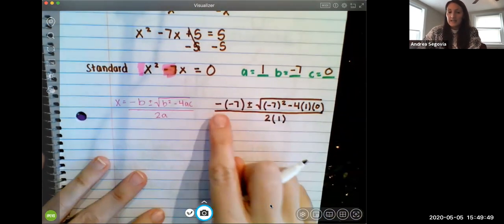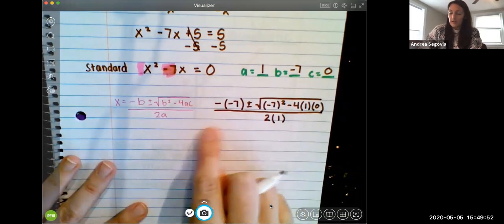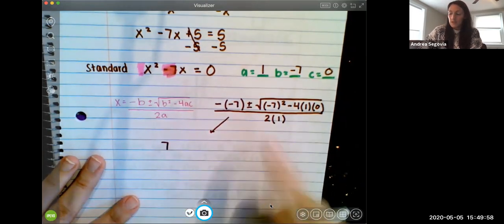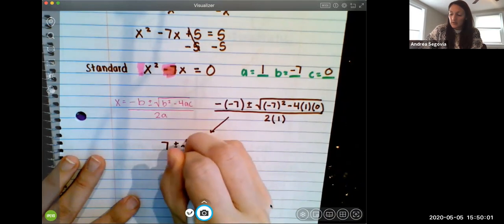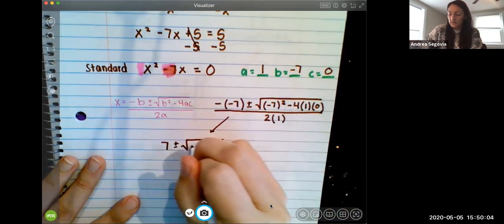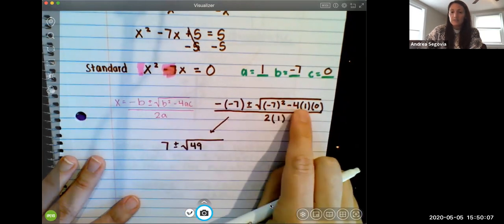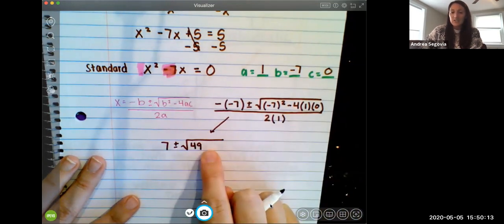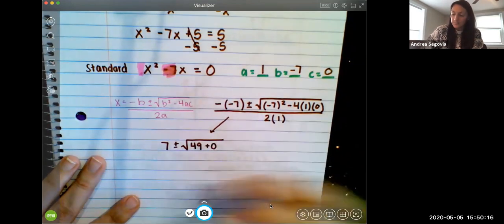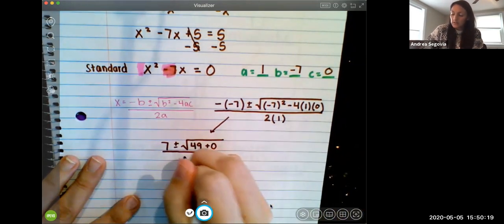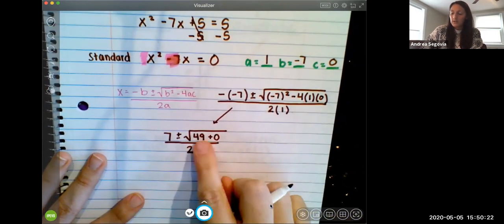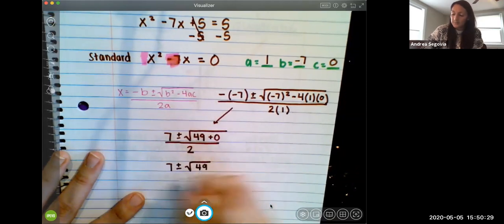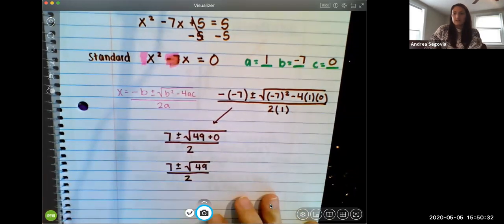We're going to start simplifying. I'm going to move my equation over here. -7 just means +7, plus or minus the square root of -7 squared is 49. -4 times 1 is -4. -4 times 0 is 0. So actually, this is just plus 0, over 2 times 1 is 2. So I'm going to simplify 49 plus 0: 7 plus or minus the square root of just 49, divided by 2. All right, I simplified as much as I can.